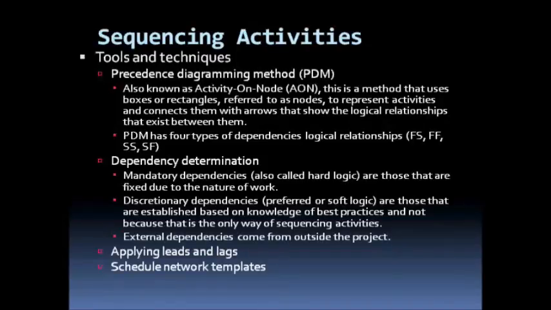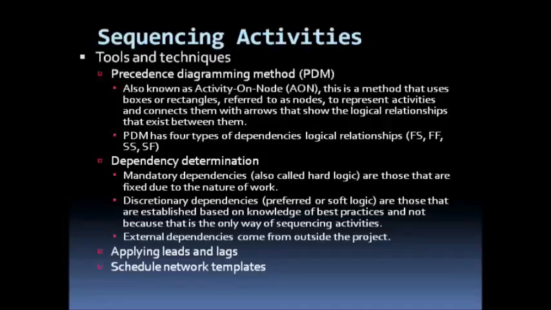And PDM could make use of four types of dependencies or logical relationships between activities. It means an activity will finish, then another starts, as in a finish to start relationship, FS. We could have an activity finishing after another activity is finished, which is FF. We could have a start to start relationship, SS, in which an activity starts only after the previous one starts. Then we could also have a start to finish relationship, where an activity will only finish after another activity has started.